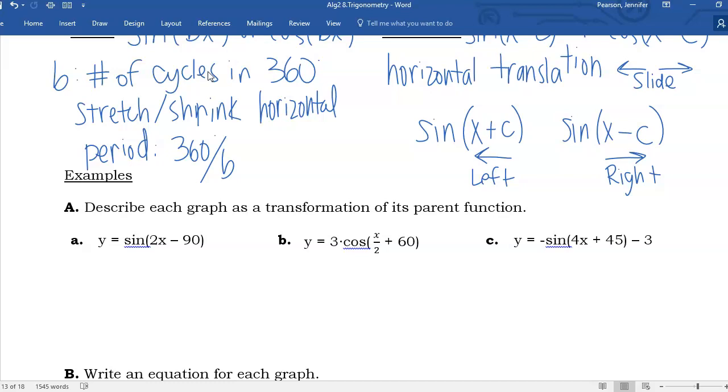So a 2 in front of the x, b is 2, means that we are going to have 2 cycles in 360. And that also means that the period of our graph would be 360 over 2, so 180 degrees. So our sine function will repeat itself every 180 degrees. I also see the minus 90. That means C is 90. Now, I see a minus. That means C is a positive number. That means our graph slides right 90.